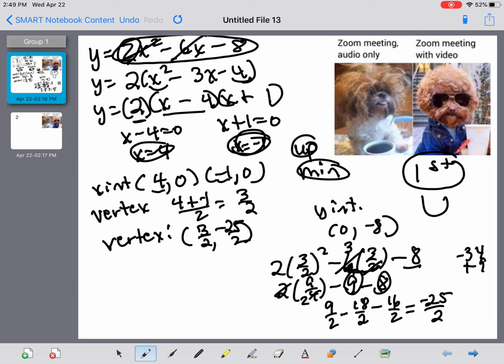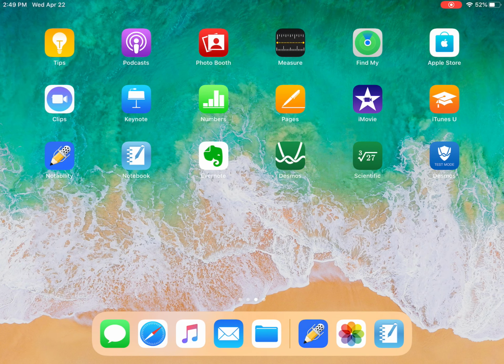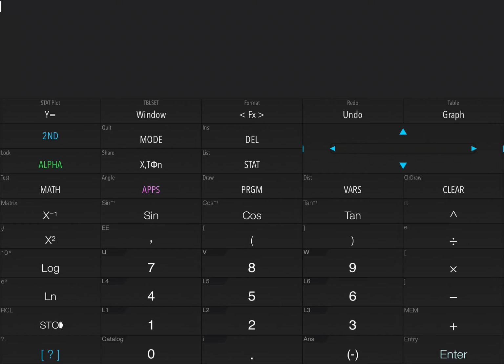All right, let's do it on the calculator. 2x squared minus 6x minus 8. My calculator will look sort of like yours, but not exactly. It'll work the same way. All right, so I'm going to go 2x squared. Buttons are in the same place. Let's see, what did I have?